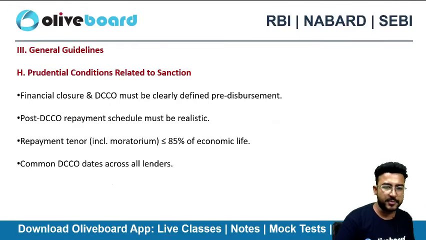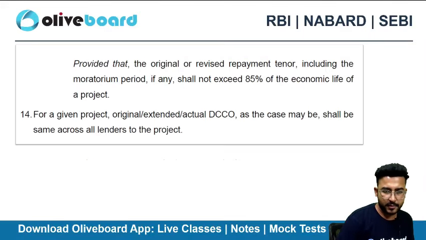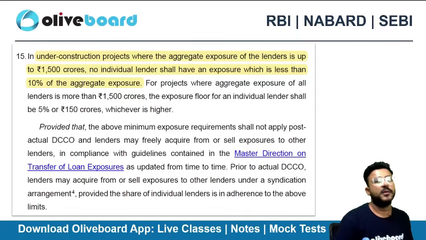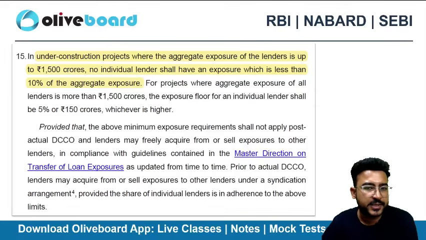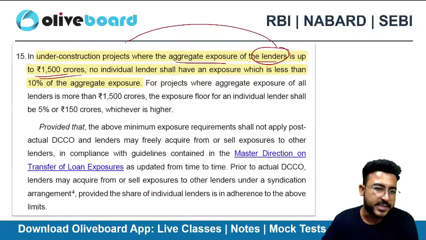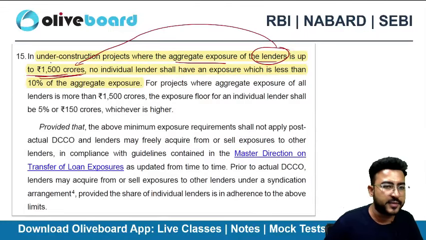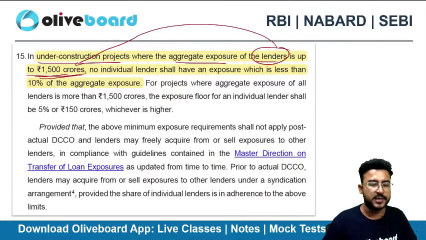You need to remember the timelines as well here. Then what else you can remember here is under construction projects where the aggregate exposure of the lender is up to 1500 crore. So the lender, let's suppose the HDFC Bank, has an exposure of up to 1500 crore only, and the project is under construction in nature.